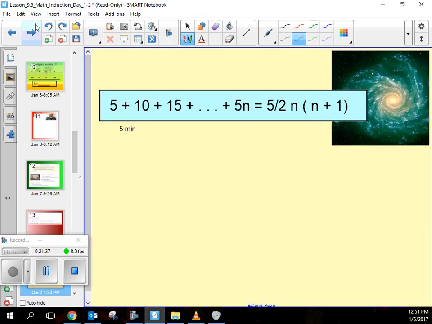Oh, and you need parentheses on this one. If you don't have parentheses around this 5 halves, I apologize. Put it in now. That's an oops. Because 5 halves, the way it is, implies that the n is being timesed by the 2. It's not. It's 5 halves times n times n plus 1.